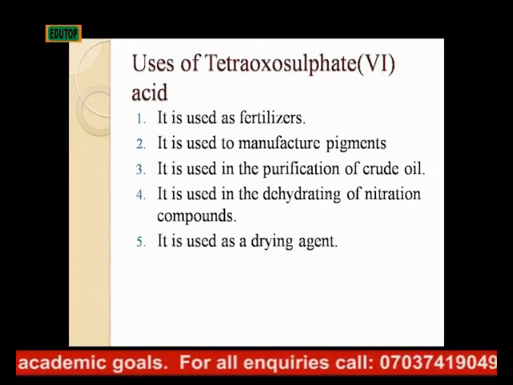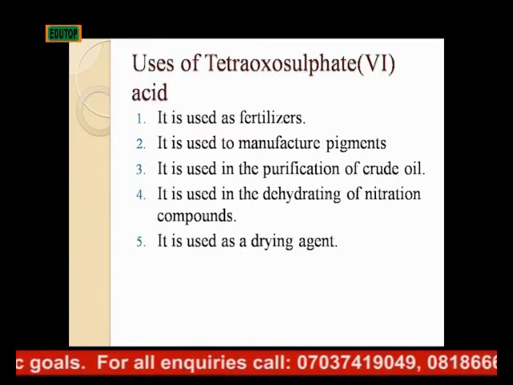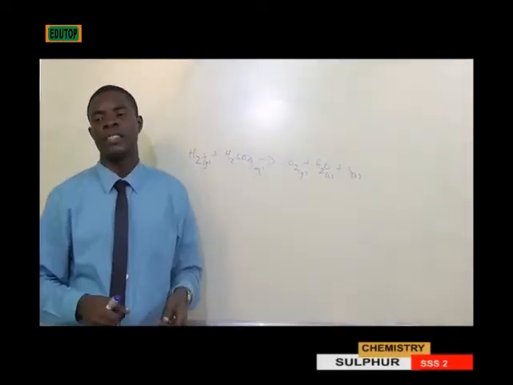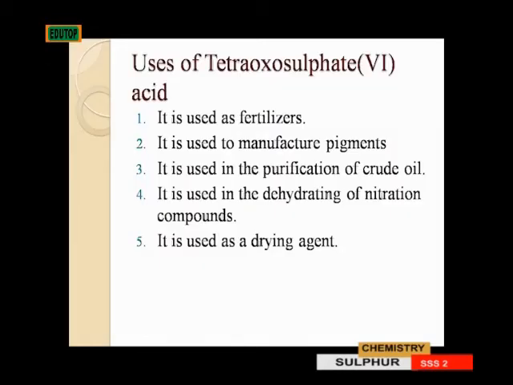Uses of tetraoxosulfate(VI) acid. What are the uses of tetraoxosulfate(VI) acid? 1, it is used in fertilizers. 2, it is used to manufacture pigments. 3, it is used in the purification of crude oil. 4, it is used in dehydration of nitration compounds. That is to remove water from that system.